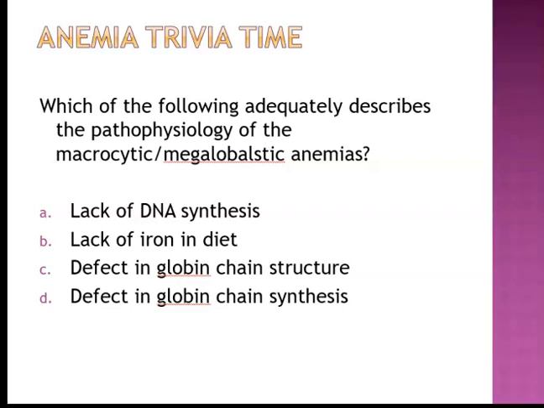Which of the following adequately describes the pathophysiology of the macrocytic normoblastic anemias? Is it A, lack of DNA synthesis, B, lack of iron in the diet, C, deficient in globin chain structure, or D, deficient in globin chain synthesis? Pause the video before you go on to the next slide to find the answer.